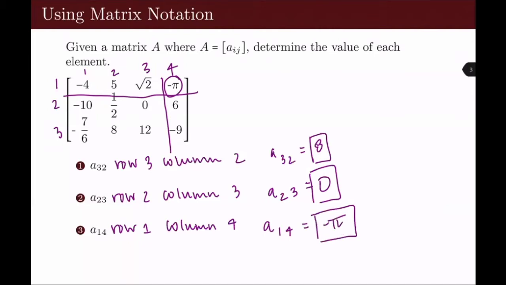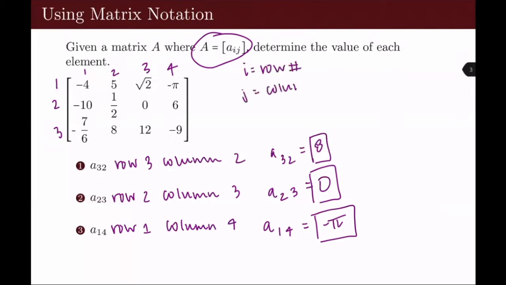Essentially all this definition is saying A equals A sub i j. The i is the row number and the j is the column number. Not too bad, right? Let's keep moving on.